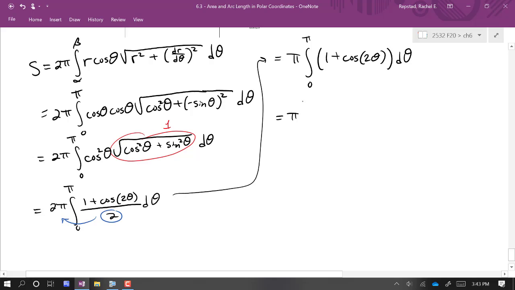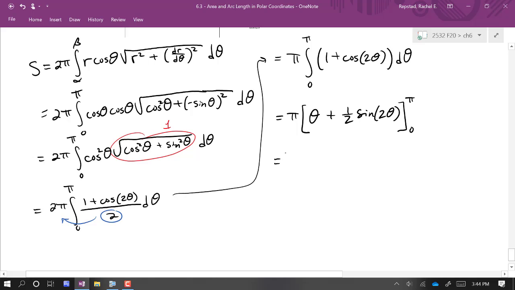We know how to integrate this. The integral of 1 with respect to theta is theta. The integral of cosine 2 theta with respect to theta is 1/2 sine 2 theta. And our limits are from 0 to pi.